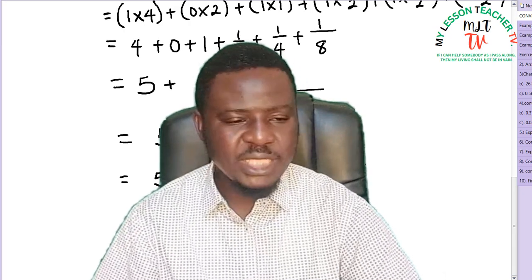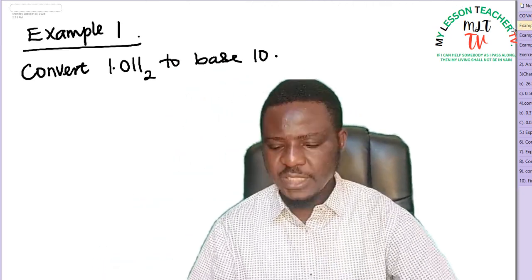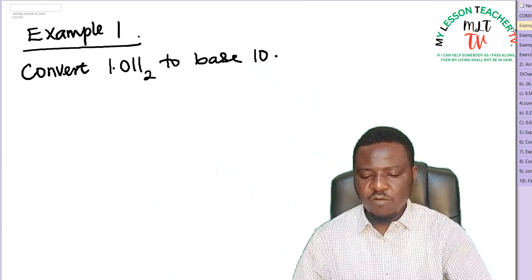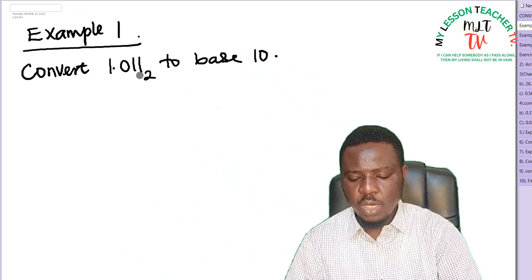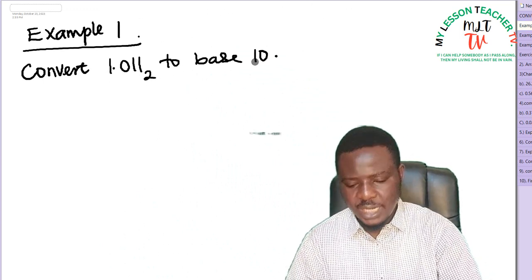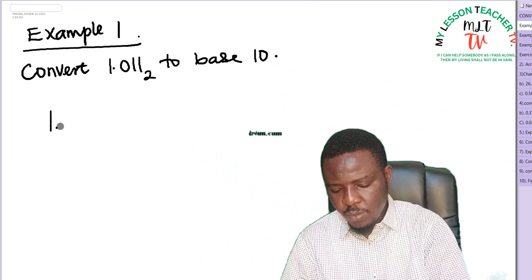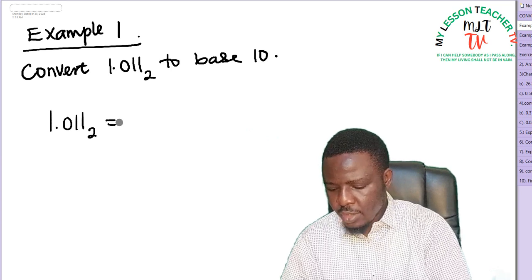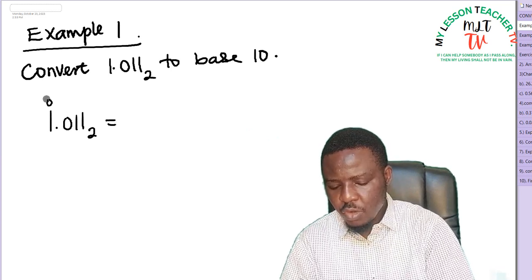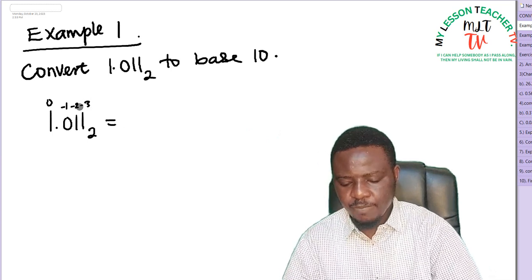We shall then take another example, example 2, that we should convert 1.011 base 2 to base 10. So this is equivalent to 1.011 base 2. Writing their place values, this is said to be of zeros. This is -1, -2, and -3.